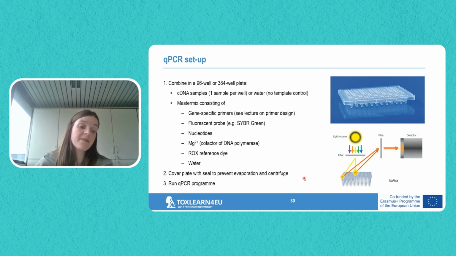And then once the plate has been sealed, you will also centrifuge it to make sure all solution is collected at the bottom of the wells, and then you can run the qPCR program. And the program will then consist of, for example, 40 cycles, each cycle consisting of a denaturation step, primer annealing step, and an elongation step. And then in the end, also a dissociation curve will be generated.